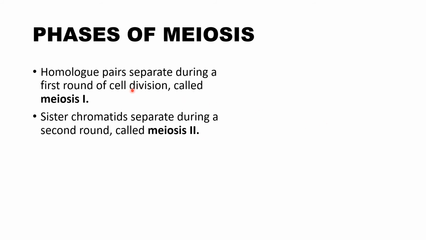So, yung homologous pairs separate during the first round of cell division called meiosis 1. So, sa meiosis 1, tatandaan na yung homologous pair na nabanggit kanina, magse-separate. Then, yung sister chromatids separate during the second round, which is called meiosis 2. So, these goals are accomplished in meiosis as a whole using this two-step division process. Meiosis 1 and then meiosis 2.